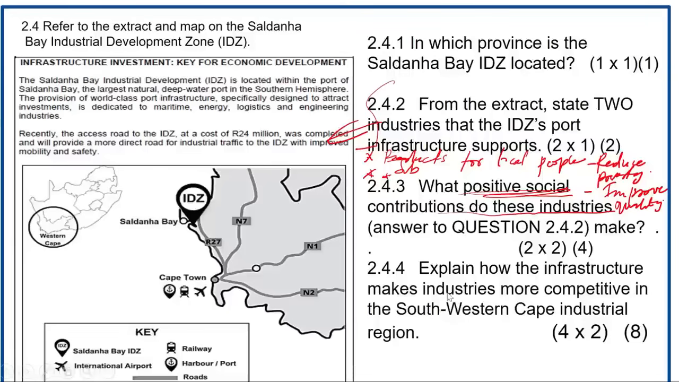Explain how the infrastructure makes industries more competitive in the Southwestern Cape industrial region. Now, this question is nice and very open. Infrastructure, so it is not specific to any infrastructure. Now, we can look at how the infrastructure does this. This one over here is a concept. It's not based on the extract.